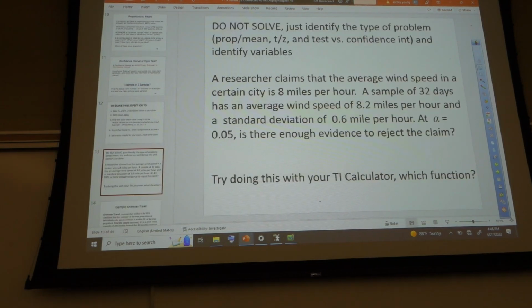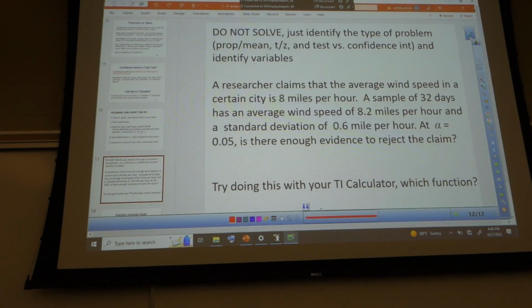All right, so again, do not solve these, just identify the type of problem it is, whether it's a proportion or mean, whether it is a confidence interval or a hypothesis test. All right, go ahead and read. Do not solve, just identify the type of problem.